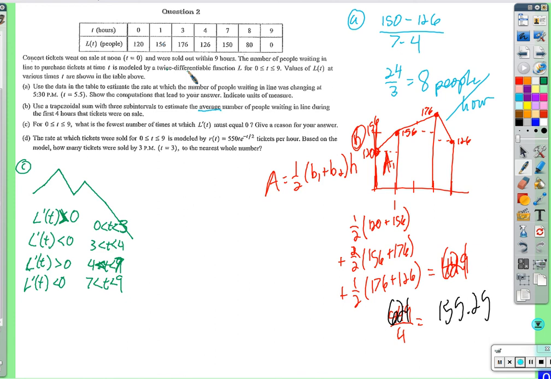And if it's differentiable, then it must be continuous. Since it's continuous, somewhere between 0 and 4, that thing has to have a value of 0. And somewhere between here, same thing, it has values below and above 0, so somewhere in there by the intermediate value theorem. If you say intermediate value theorem, they will like that.